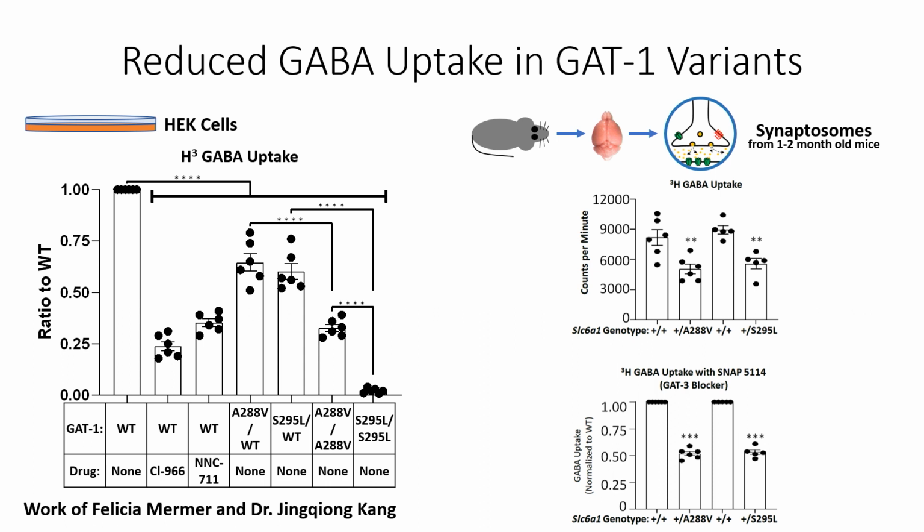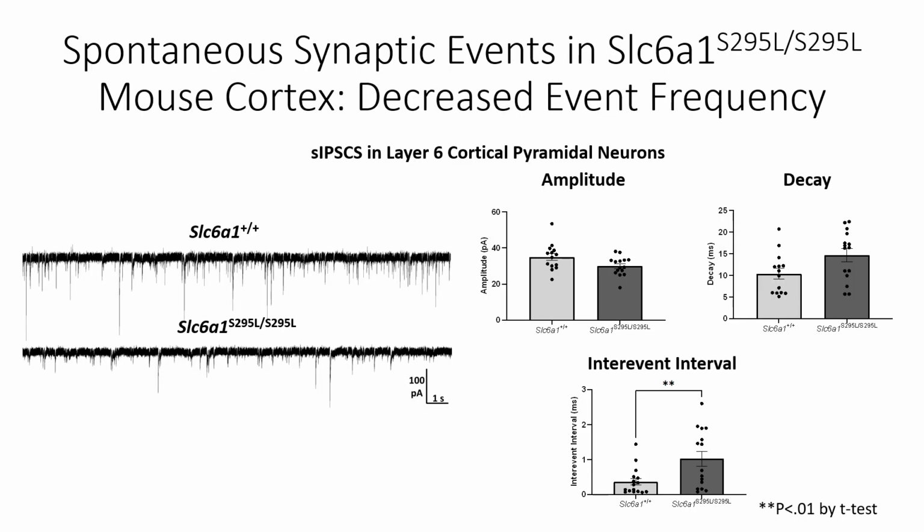In this case, what we saw was, again, a significant decrease in heterozygotes to uptake GABA into the synaptosomes. So both S295L and A288V have significantly reduced uptake. And what we looked at next, and this is the research I've done in the lab so far, is the physiological implications on the neuronal level of both the reduced uptake and reduced trafficking.